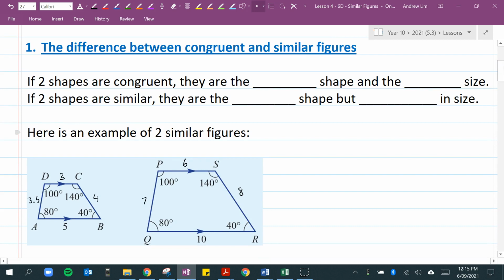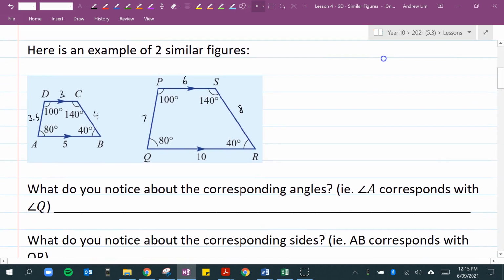Now, if two shapes are congruent, we know that they are the same shape and the same size. However, if two shapes are similar, they're the same shape, they're just different in size. So here's an example of two similar figures. We've got ABCD and QRSP. What do you notice about the corresponding angles? Corresponding meaning matching. For example, angle A corresponds with angle Q.